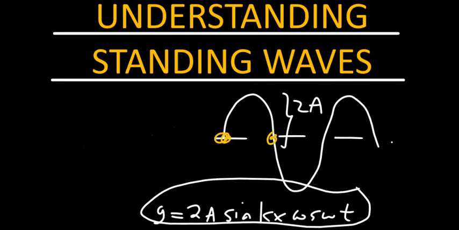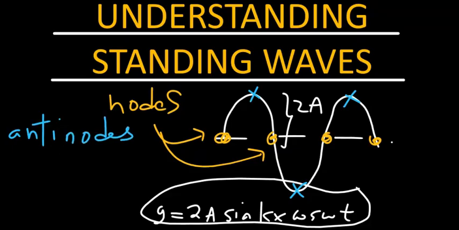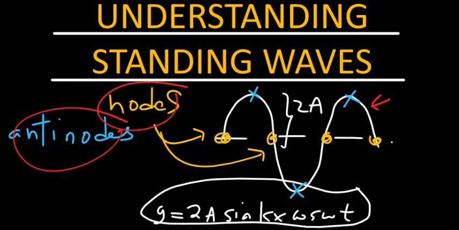Zero amplitude points are known as nodes. So these are nodes. Halfway between adjacent nodes are antinodes, such as marked with a cross right there. These are points where the amplitude of the resultant wave is maximum. This pattern is called a standing wave because the wave pattern doesn't move left or right. The locations of the maxima and minima do not change.